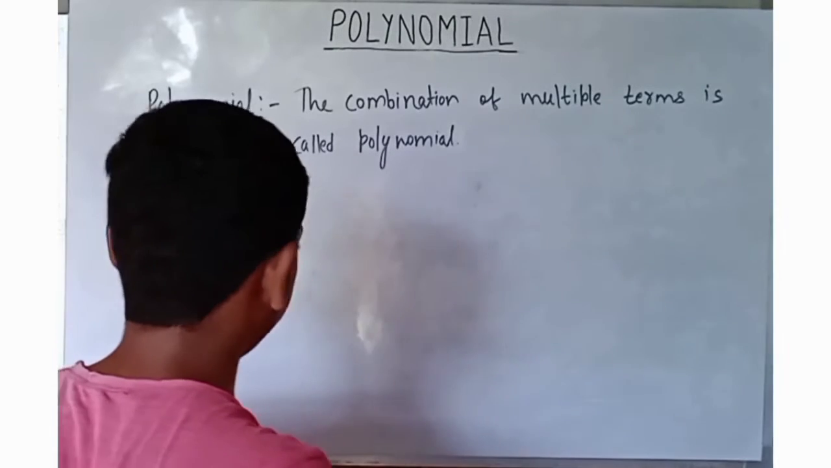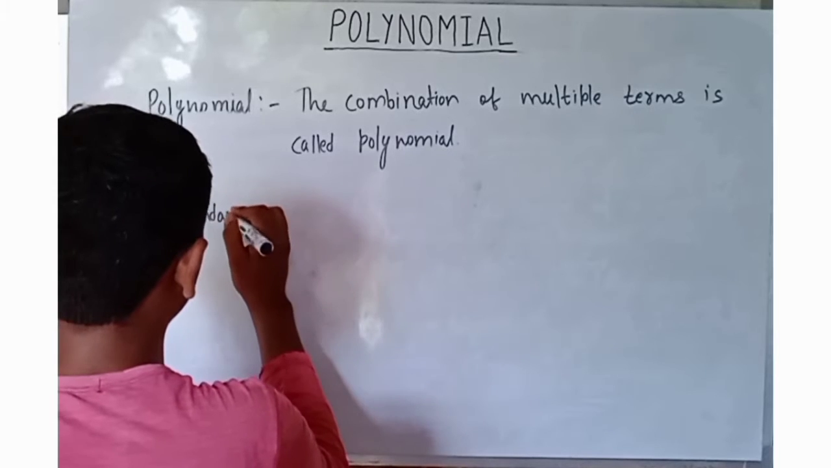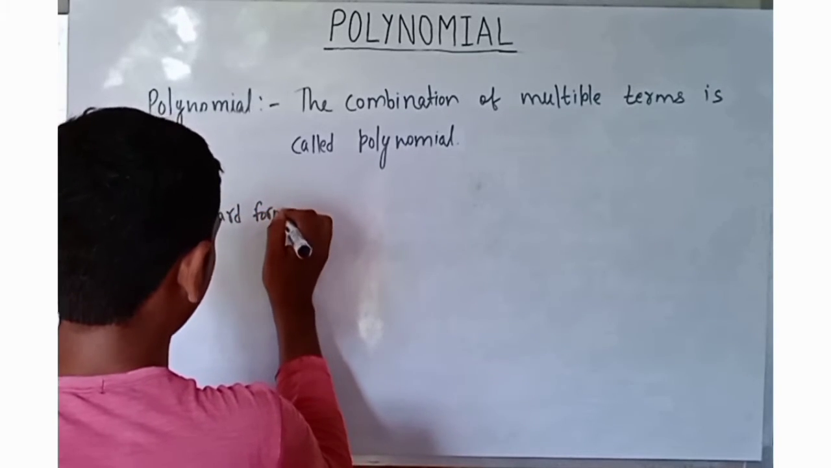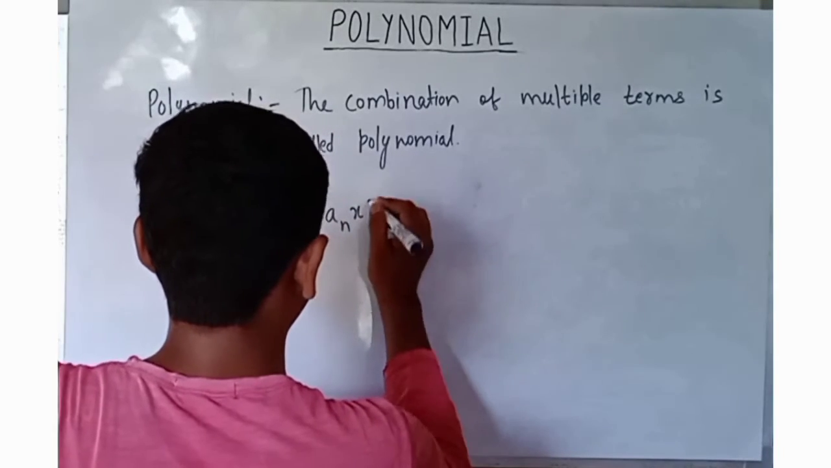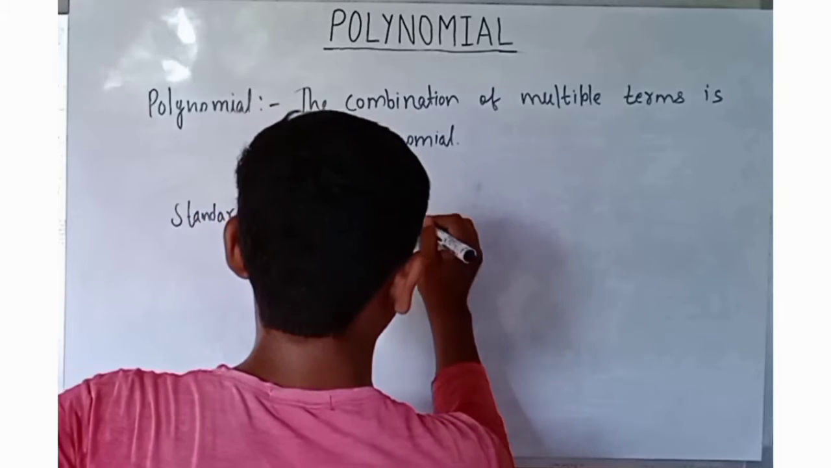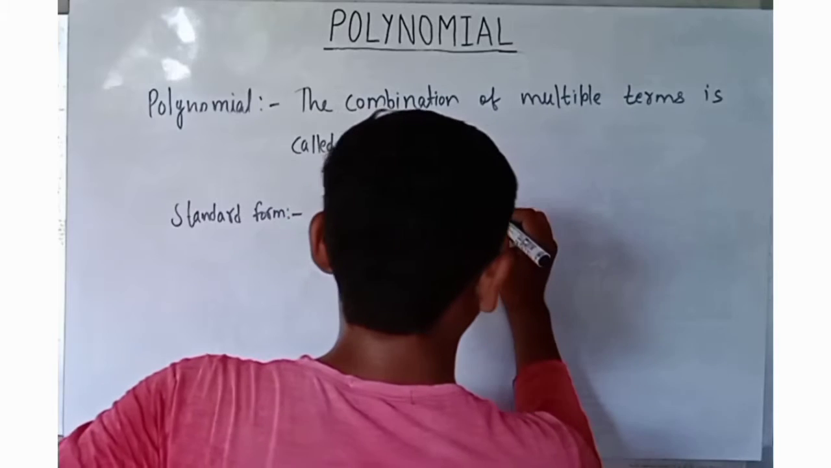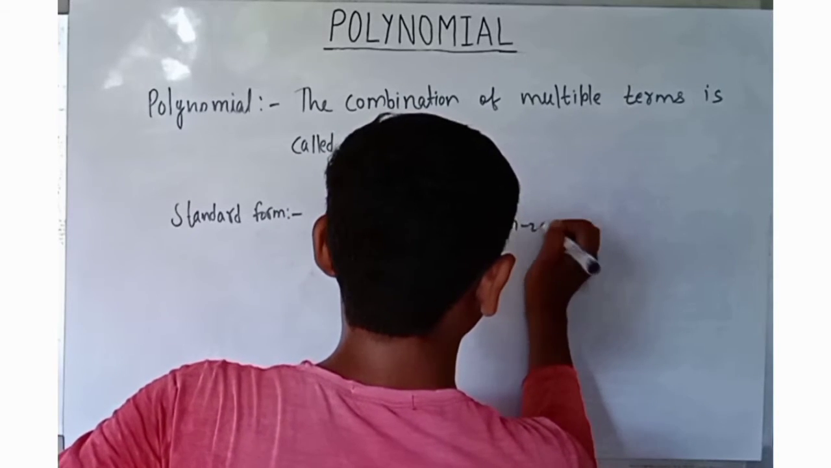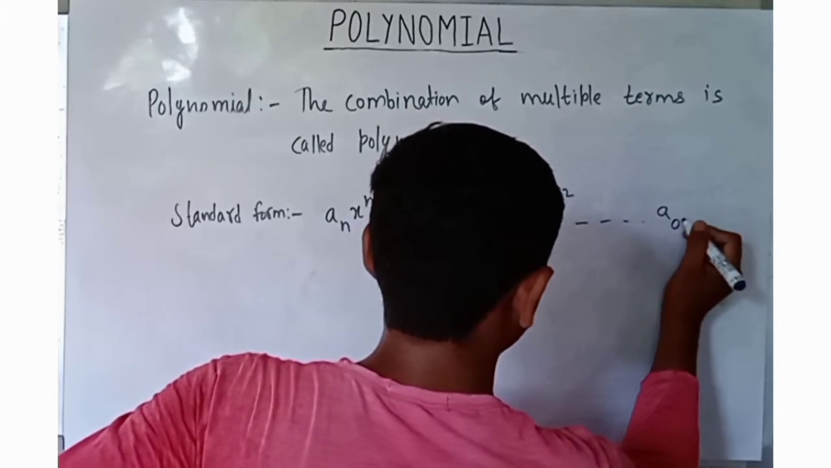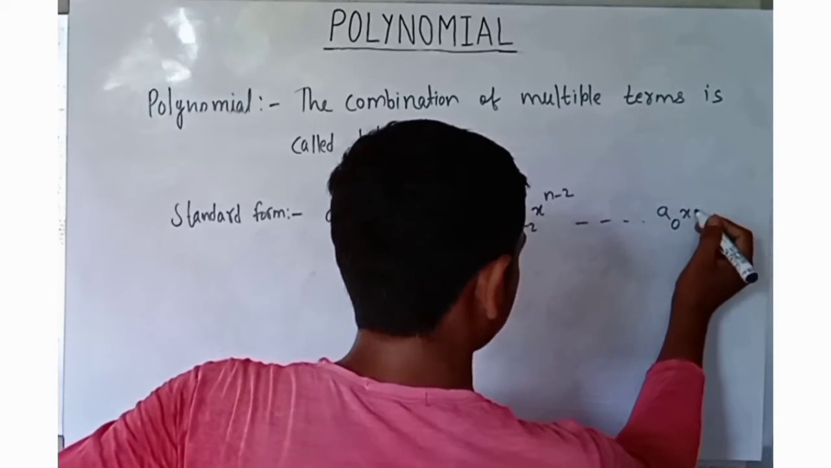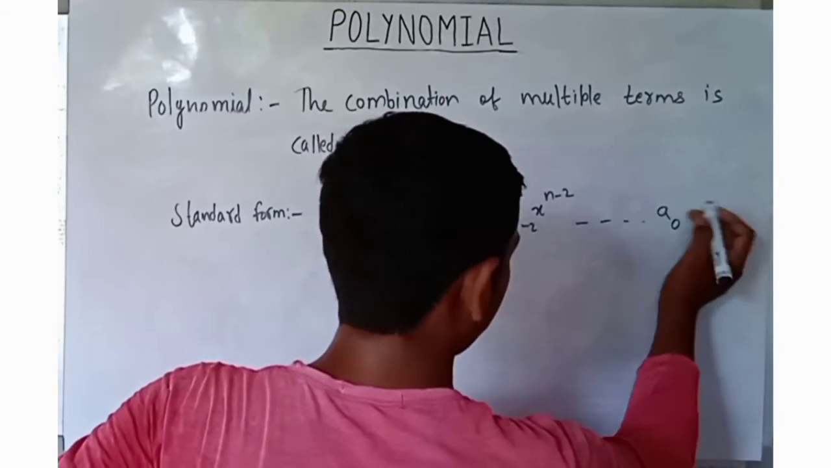See here, the standard form to express any polynomial. Okay, see here, a n x to the n, plus a n minus 1 x to the n minus 1, plus a n minus 2 x to the n minus 2, and so on till a 0 x to the 0. So x to the 0 will be 1, and a 0 into 1 will be only a 0.